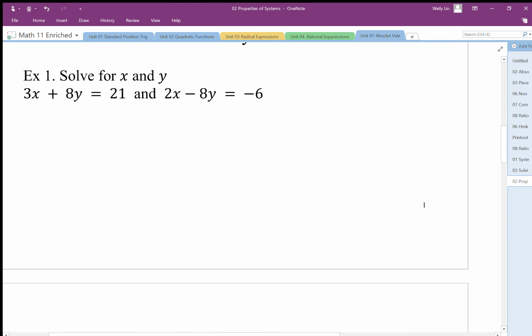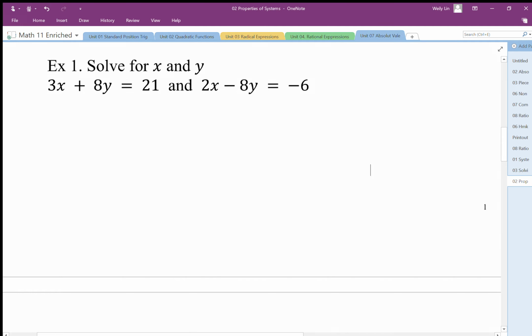So here's an example. We have a linear system, and we can solve for x and y by elimination. So I have positive 8y here, minus 8y here. If I take the two equations, I'm just going to line them up here. There's my two balances. I can combine these two balances, and I know that the resulting equation is balanced.